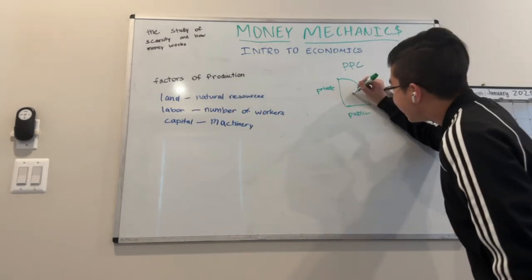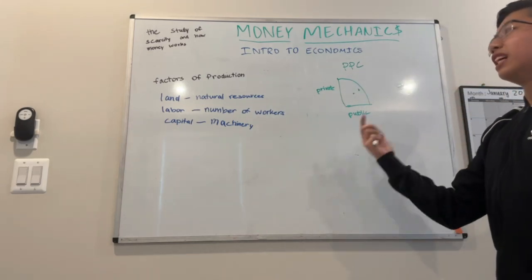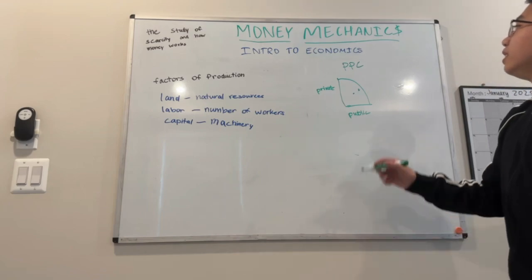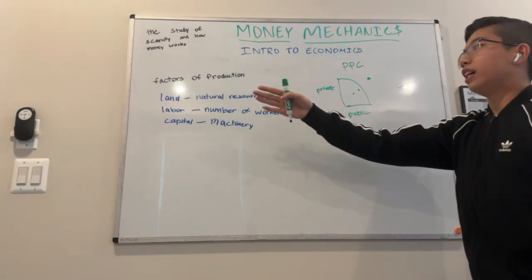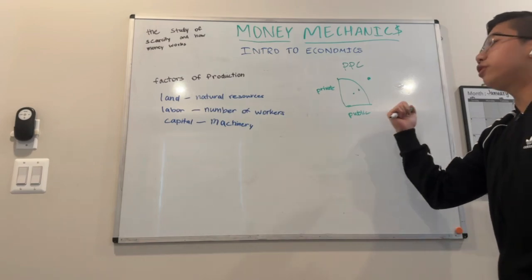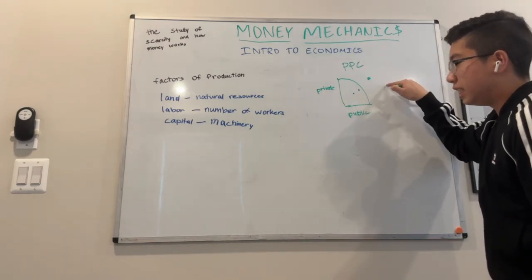If you're on the inside, such as right here or right here, it means your economy is not running at full efficiency. The only way to go outside of the PPC, such as right here, is to get more land, more labor, or more capital, or to specialize in trade. That's the only way to go outside of the PPC.